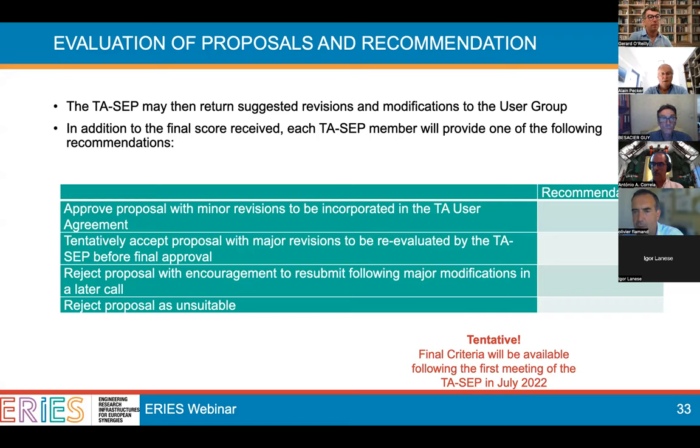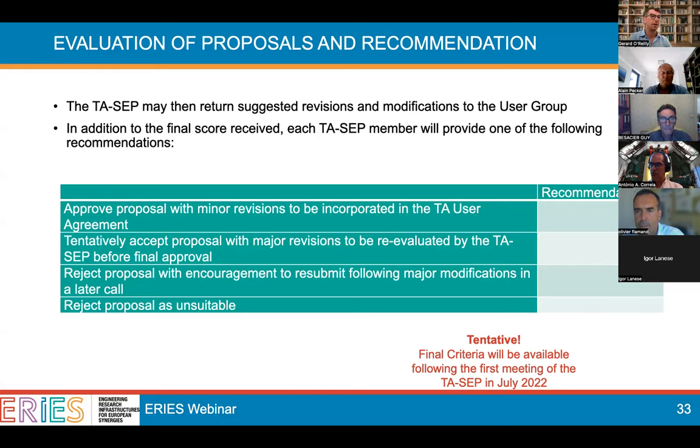But then it may be that the proposal needs to be revised to such an extent that a short revision may not be possible, and it may be, let's say, encouraged to resubmit at a later date. And then, of course, the last one, an unsuitable proposal, is just a rejection, essentially, for various reasons. Again, these are tentative, so how to combine these recommendations in the point scoring system will be a bit more clear once we have had time to discuss this.